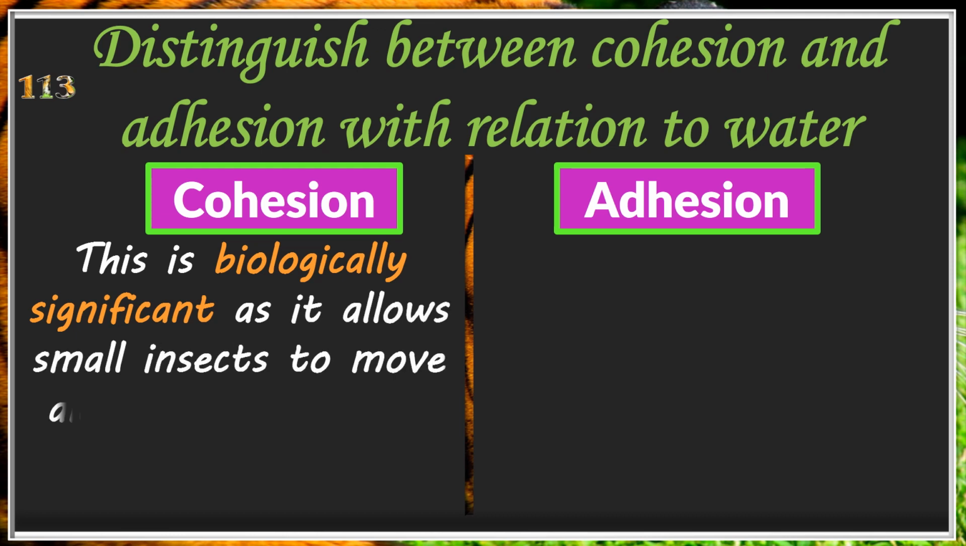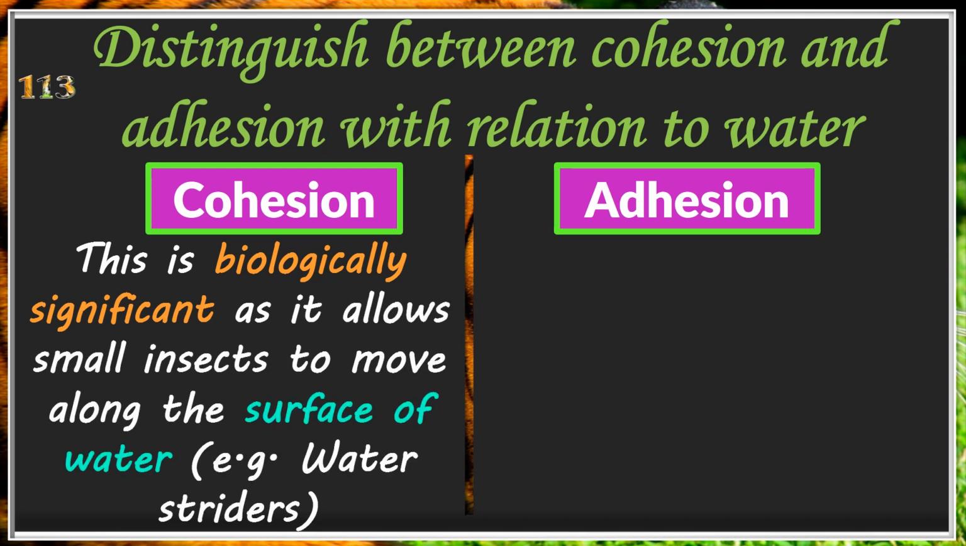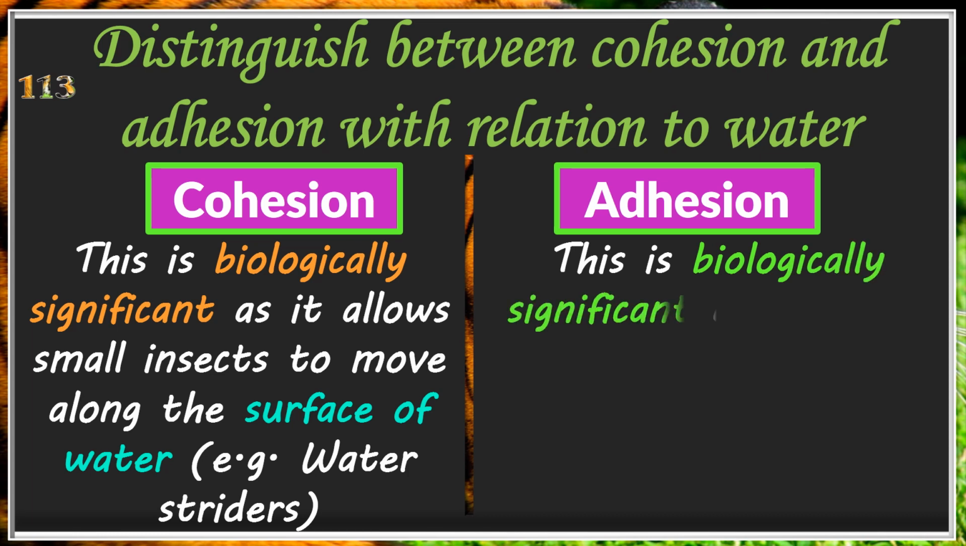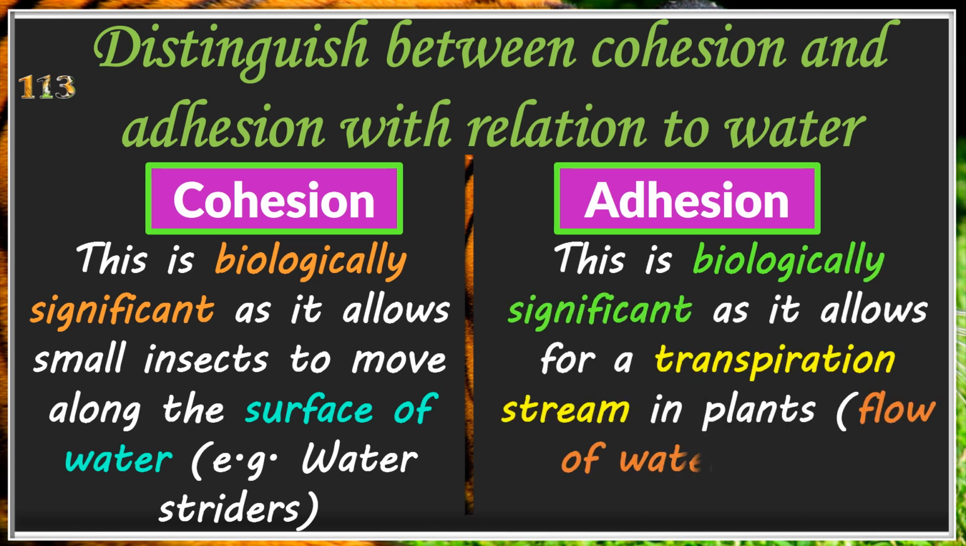Cohesion is biologically significant as it allows small insects to move along the surface of water, for example, the water striders. Adhesion is biologically significant as it allows the transpiration stream in plants. That is the flow of water against gravity.